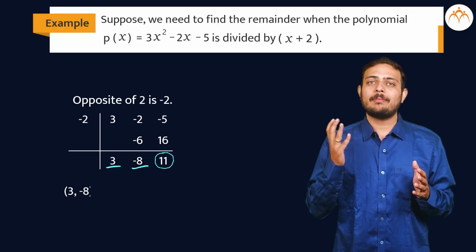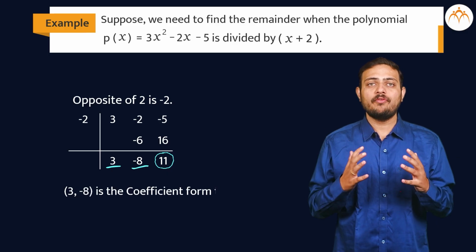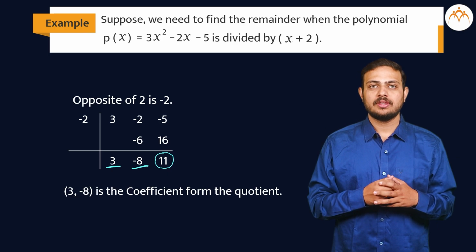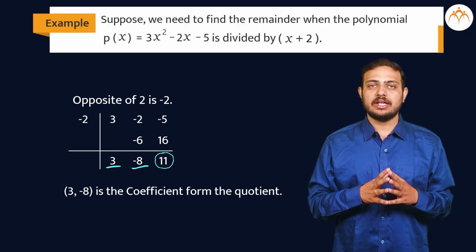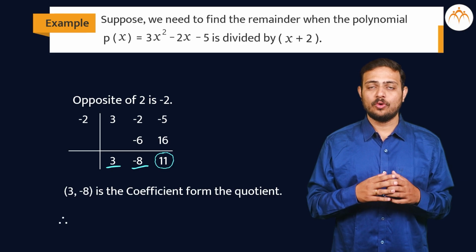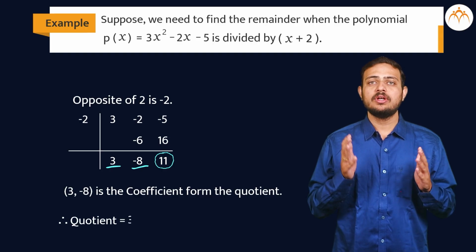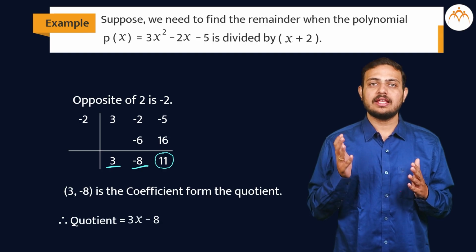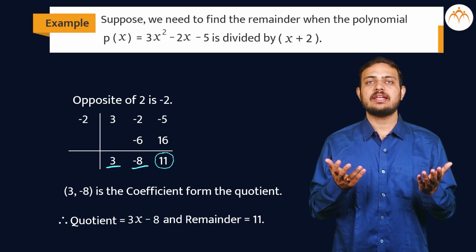3, minus 8 is the coefficient from the quotient. Coefficient from the quotient is 3 minus 8. Therefore, quotient is equal to 3x minus 8 and remainder is 11. Now, let's carry out the division by usual method.